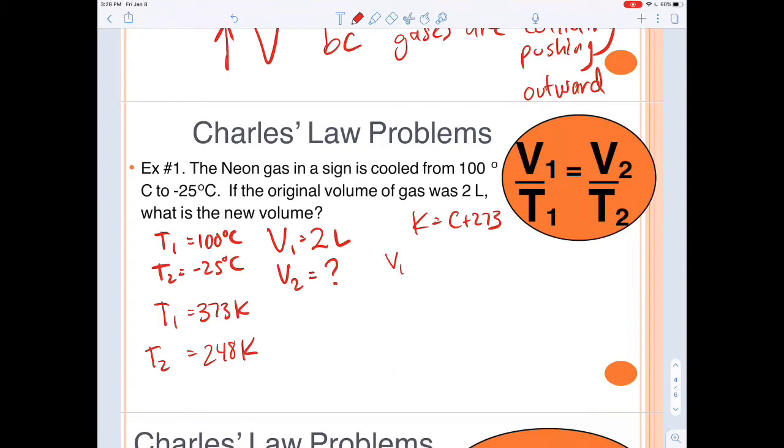Okay? So now that I've got my new temperatures, my volumes are here, I can solve. So again, the equation is V1 over T1 equals V2 over T2. Now all I have to do is plug in my numbers. So my first volume is 2 liters. My first temperature is 373 Kelvin. And I don't know V2, so I'm going to leave that as a variable. And then my T2 is 248 Kelvin.